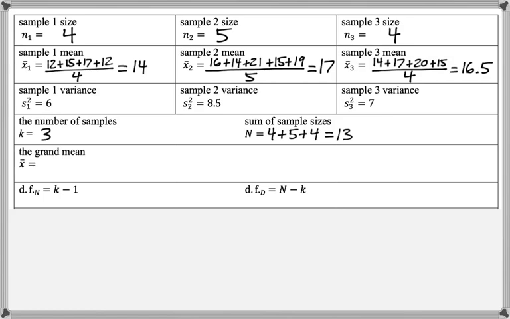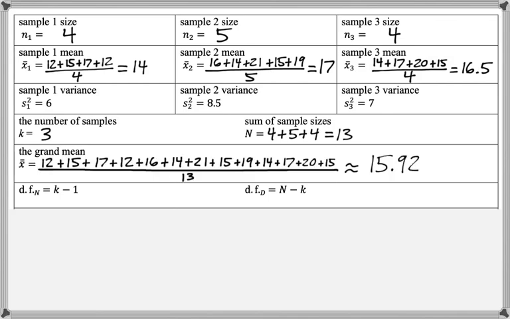The grand mean, or x double bar, is the mean of all of the data entries across all of the samples. So if we add up all of the data entries and divide by capital N, which is 13, we get 15.92. Next, we have 2 types of degrees of freedom. For the degrees of freedom in the numerator, we take k minus 1, which will be 2. For the degrees of freedom in the denominator, we take capital N minus k, which will be 10.